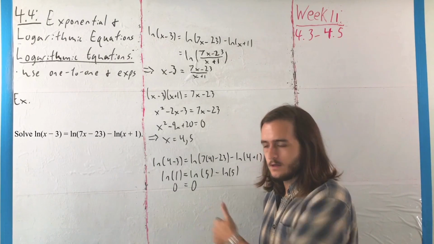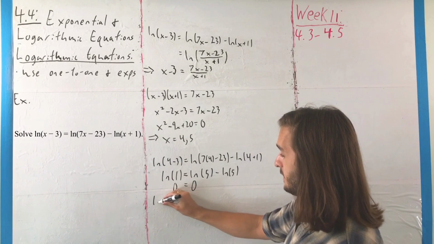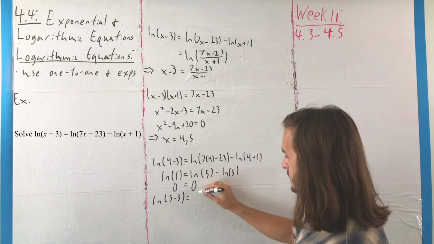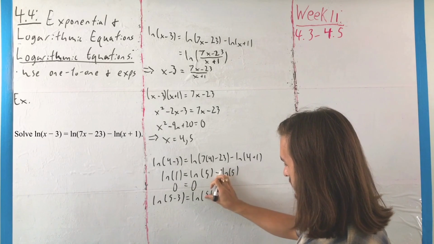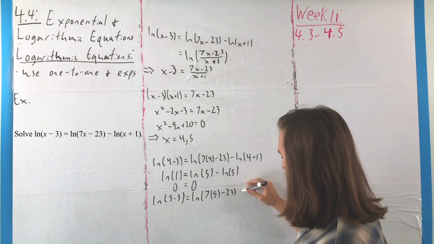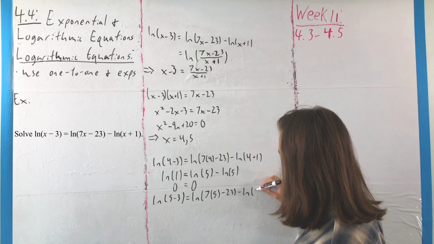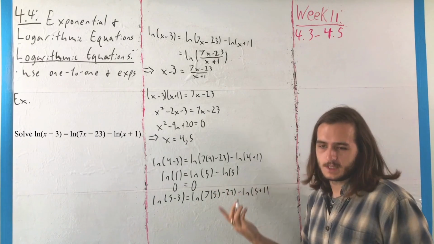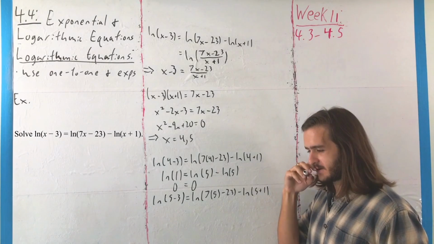On the other hand, for the natural log of 5 minus 3, what we get if we plug in x equals 5, on the other side, we would have the natural logarithm of 7 times 5 minus 23 minus the natural logarithm of 5 plus 1. The other way you could write this is in terms of bringing those together, you'd have 5 over 5, you get log of 1, but yeah, whatever.